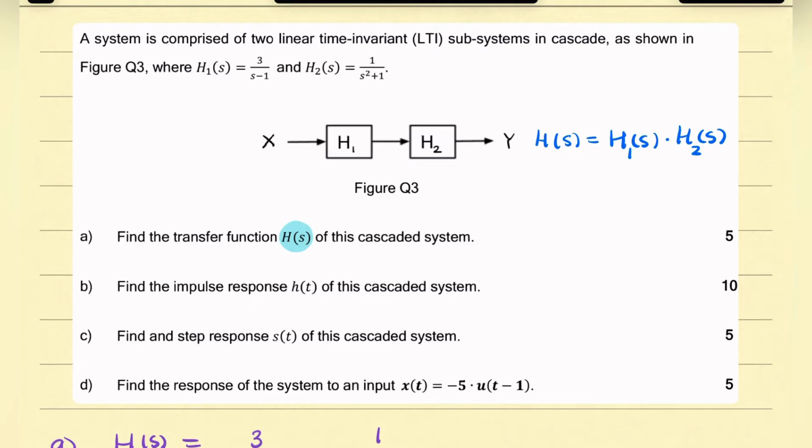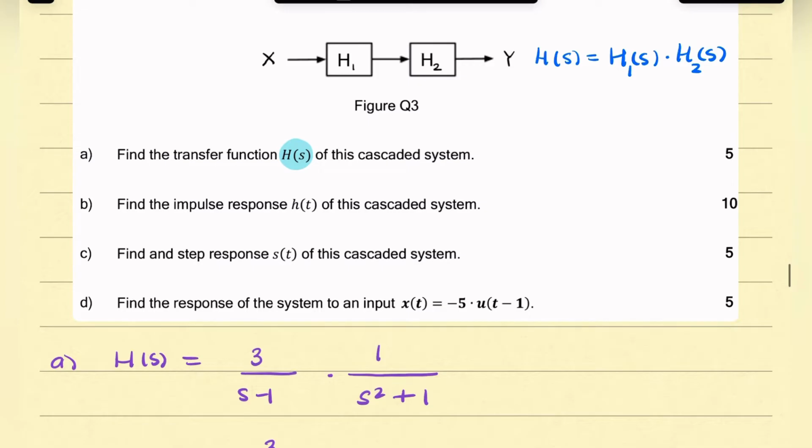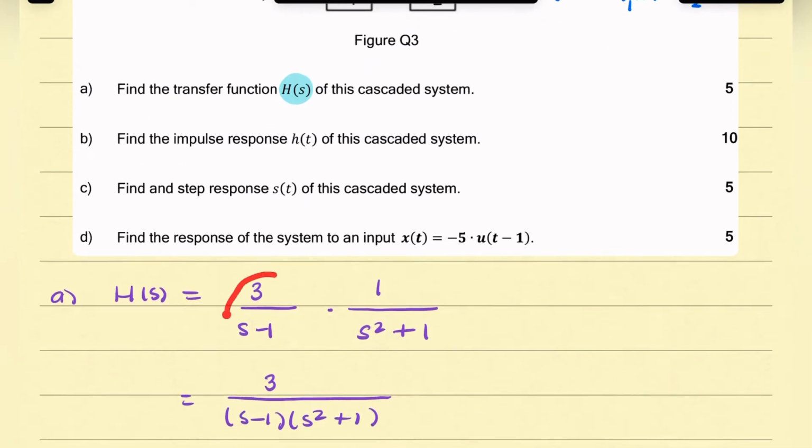So if these were impulse responses, you would use convolution, but because they're in the frequency domain, in the S domain, we multiply. Okay, so that's how you would answer the first question. But that's not enough, obviously. You need to actually carry out the multiplication.